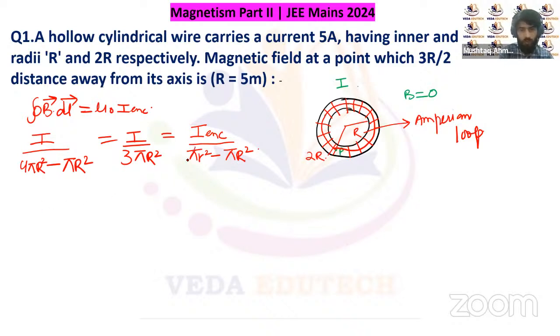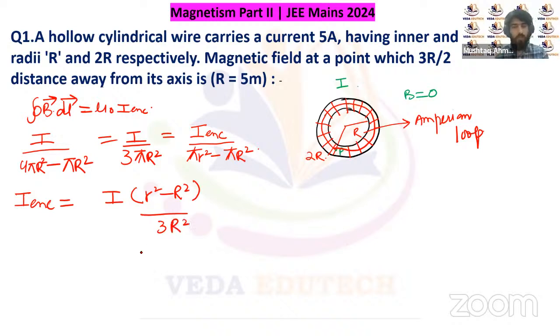From here, pi and pi will get cancelled. We'll get the value of the enclosed current, which will be I times (r squared minus capital R squared) upon 3 R squared. So this is the enclosed current here.